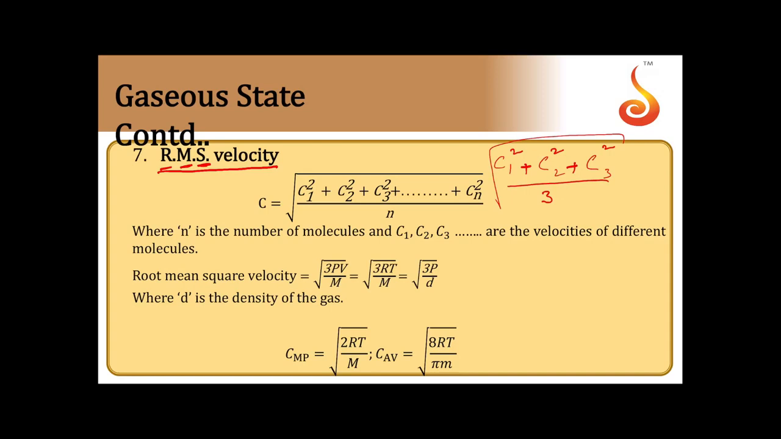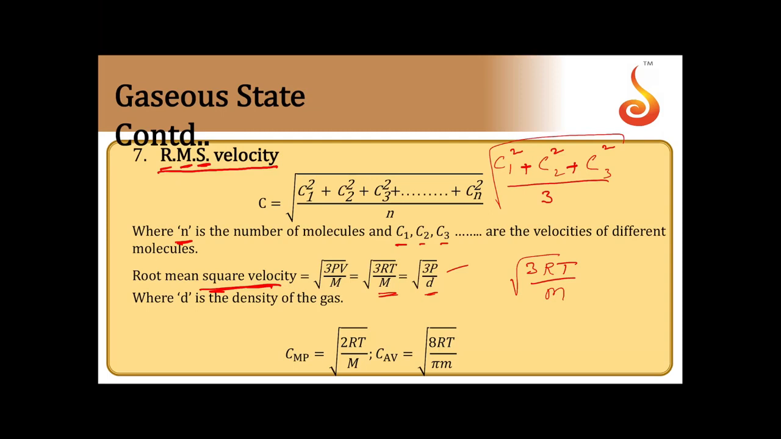So N is the total number of molecules here, and C1, C2, C3 are the velocities of different molecules. And the RMS velocity can also be given by other relations as root 3PV by m, or root 3RT by M, or root 3P by D, where D is the density and P is the pressure. The main formula we use in various cases will be the square root of 3RT by M. This is mainly used in various problems regarding the root mean square velocity.